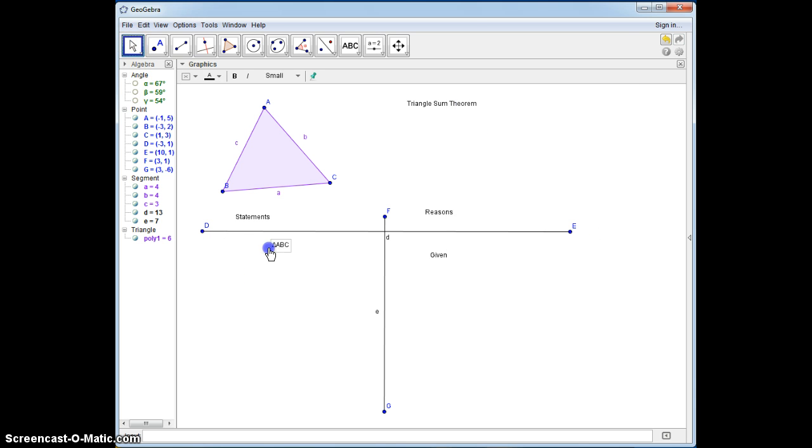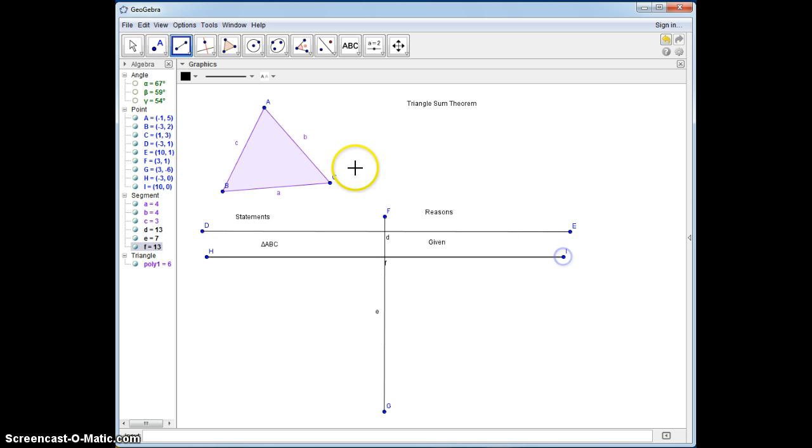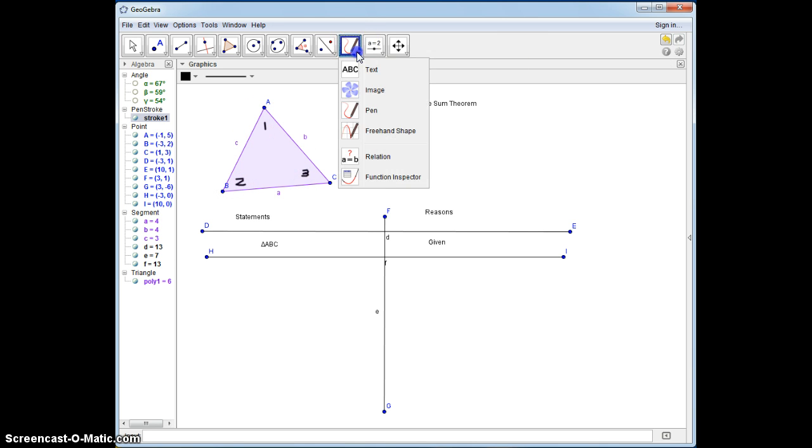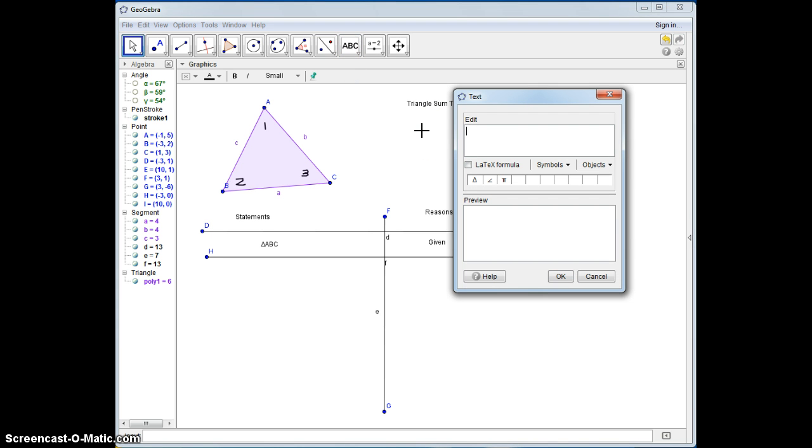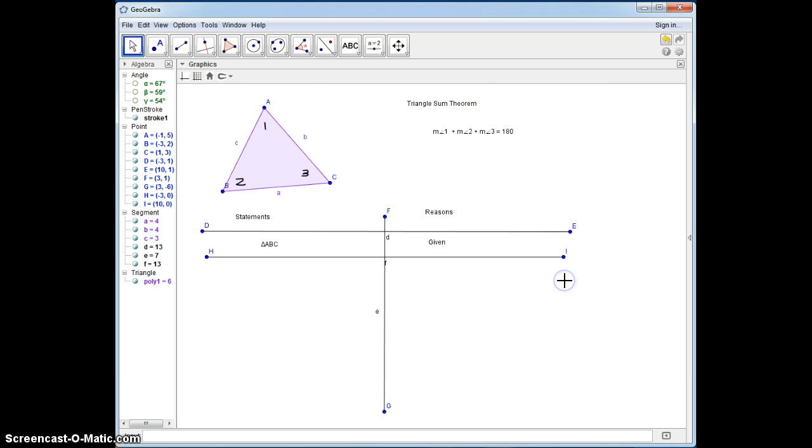What's really great about GeoGebra is I can move these around and make it look a little neater. The first thing I want to do is label these angles 1, 2, and 3. And let's clearly state what we're trying to prove. We're trying to prove the measure of angle 1 plus the measure of angle 2 plus the measure of angle 3 equals 180 degrees. This is what we're proving.